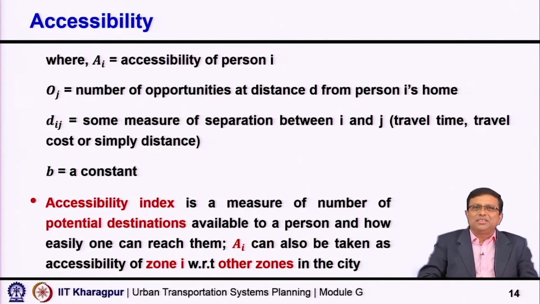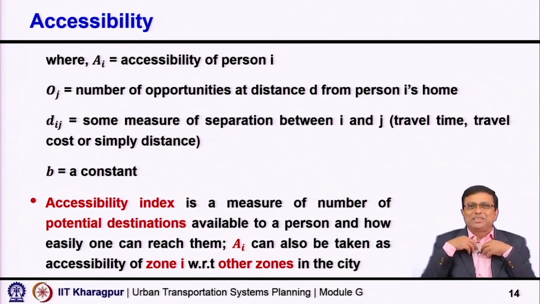That is what we say: Ai is the accessibility of person i, Oj is the number of opportunities at distance d from person i's home, dij is some measure of separation, maybe travel time, travel cost, or whatever you say, and b is an exponent or a constant. Now, the accessibility index is a measure of the number of potential destinations available to a person and how easily one can reach them. So, Ai can also be taken as the accessibility of a particular zone.